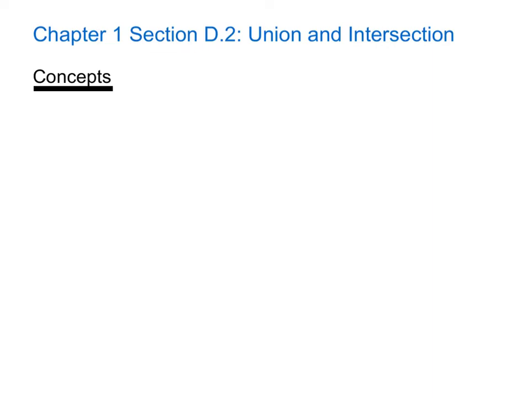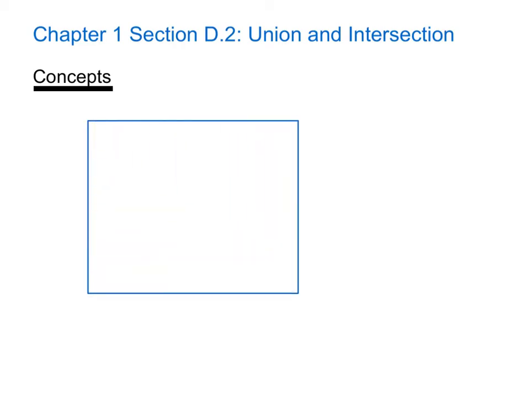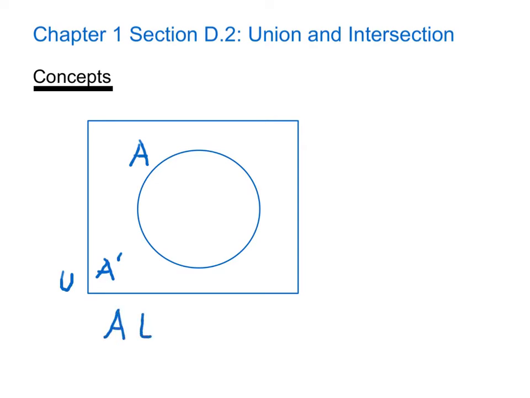In this video, we're again going to look at unions and intersections from Chapter 1, Section D.2. Let's take a look at a Venn diagram that has one set, and we'll call that set A. Remember that the rectangle represents the universal set, and everything that is outside the circle, but inside the rectangle, is the complement of A.